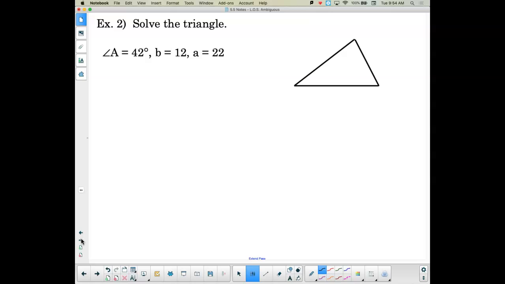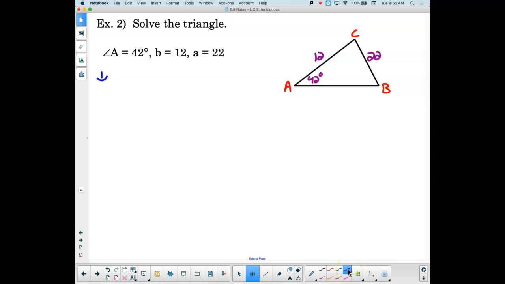Okay? So we have angle A here is 42 degrees. We have side A is 22. And it really doesn't matter where you put side B, but then this is going to be side B, and then that's going to be angle C. So if you flip those two around, that's fine. Okay, it's still an angle side case. Agree? Okay, so we're in an angle side case.